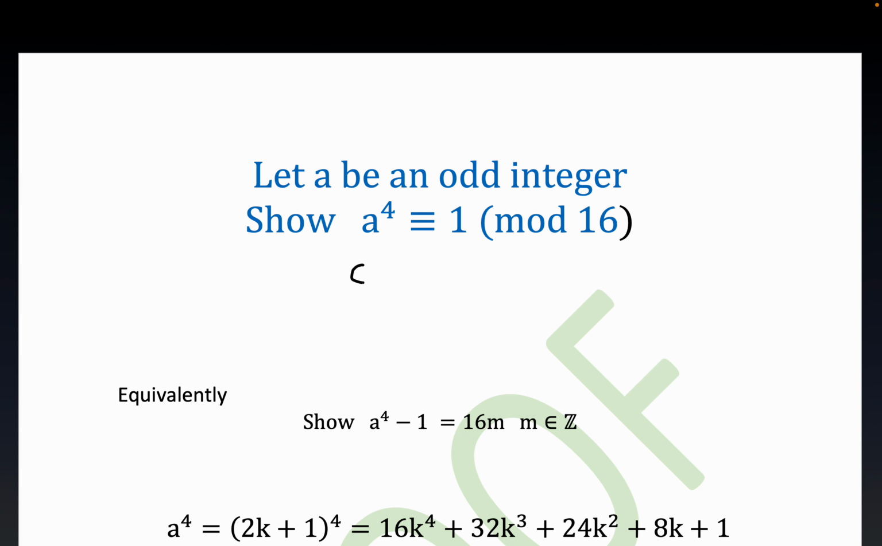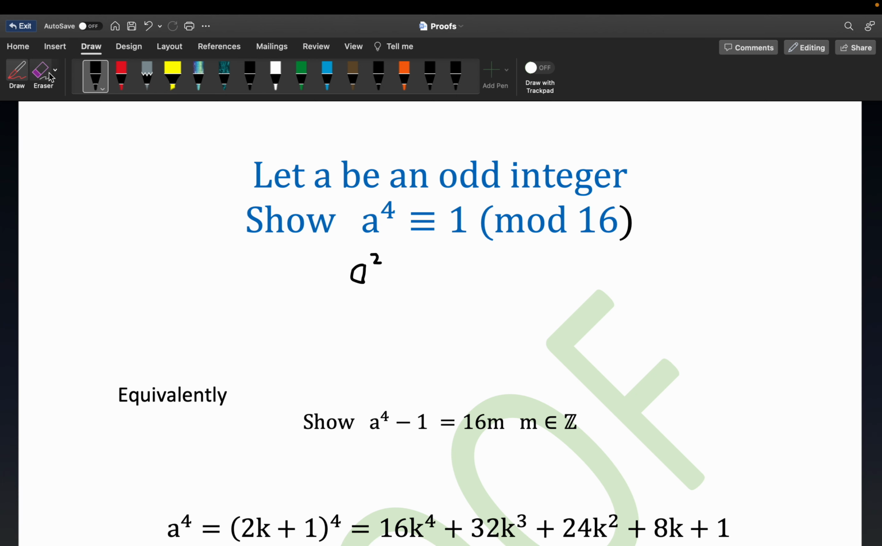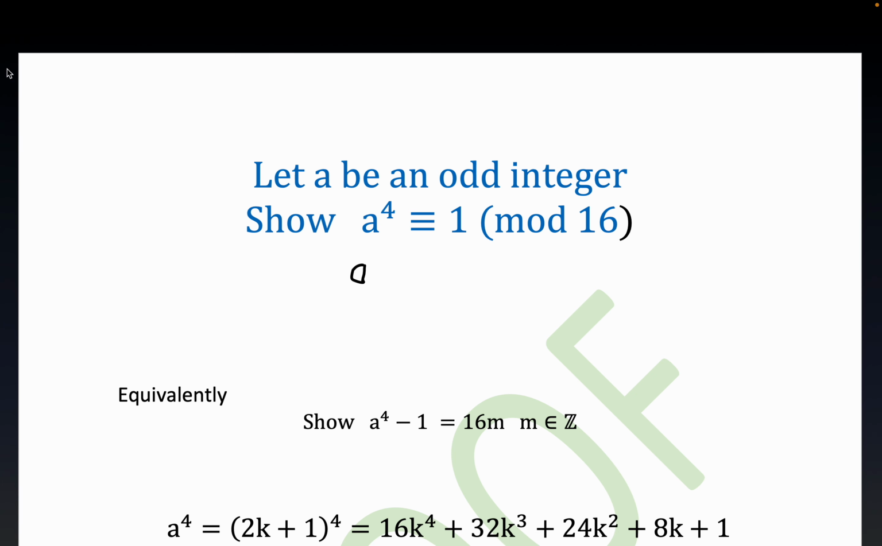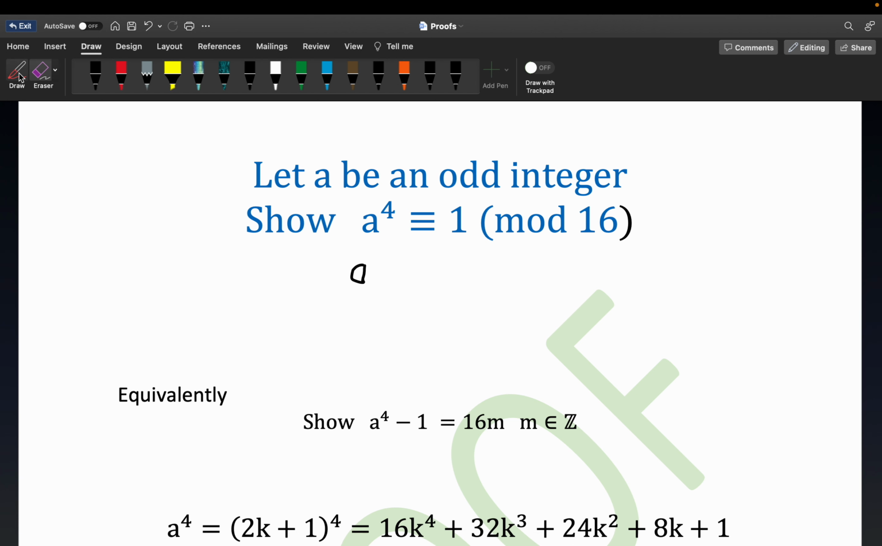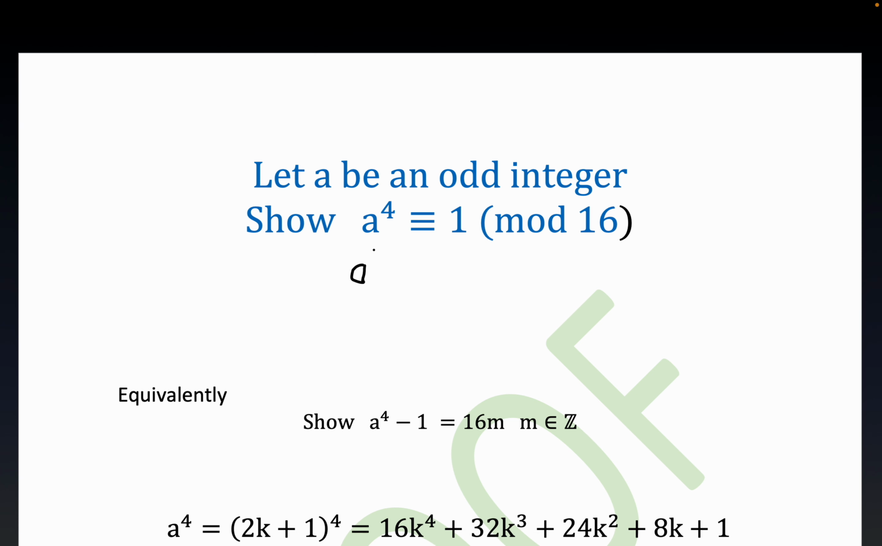A proposition about odd numbers, and I'm going to rewrite this congruence in a probably easier format. Oops, a to the fourth. Already making mistakes here. Eraser. Okay, a to the fourth. This is an equivalent way of restating this congruence: a to the fourth minus 1 is equal to 16m, where m is just some other integer, okay?